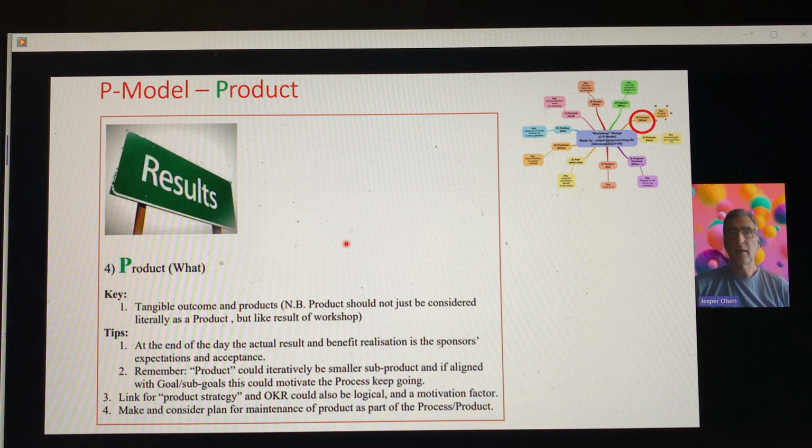Then every meeting, every workshop has some sort of result or product or something. What you're going to achieve by having this. It doesn't mean a physical, tangible product. It could also be team building. It could be creating a vision. It could be considering values. It could be a lot of things. But talk about what you hope to deliver by this event, this workshop or meeting. That is what the P stands for: product.